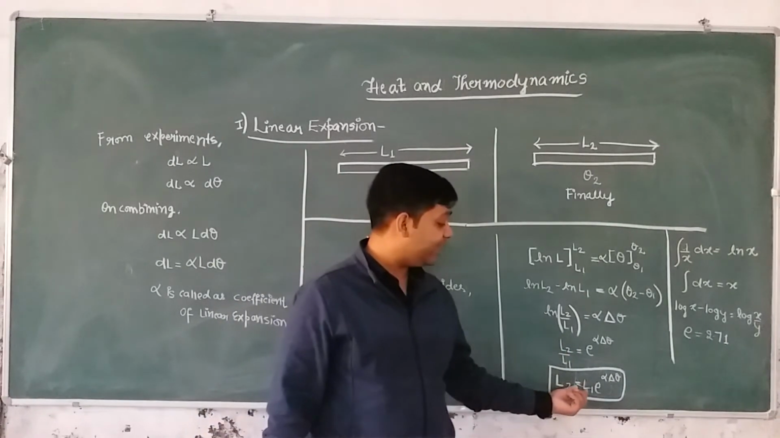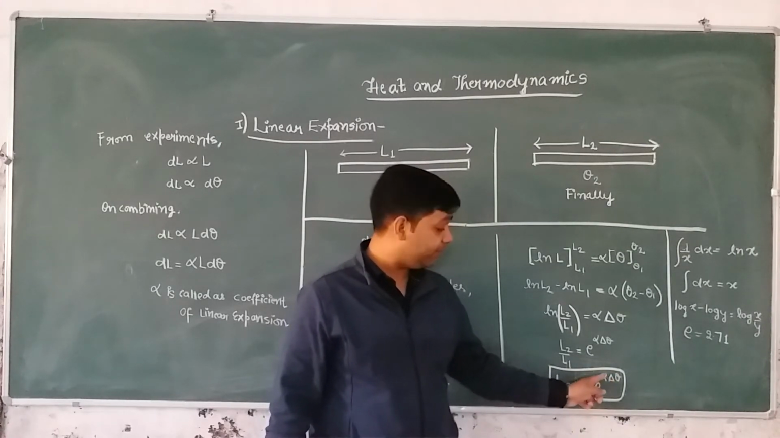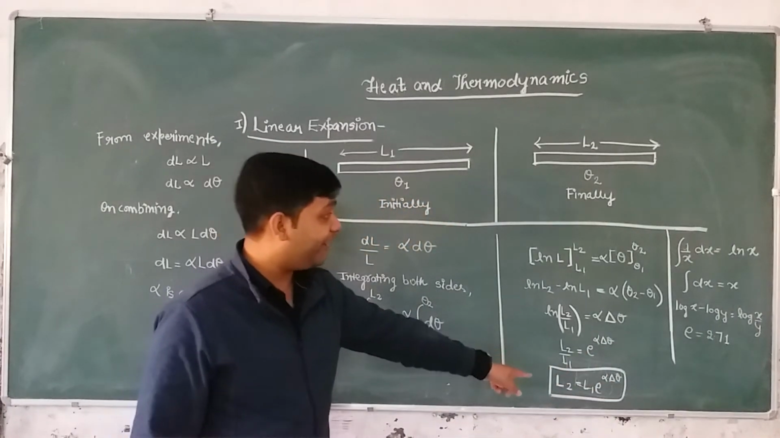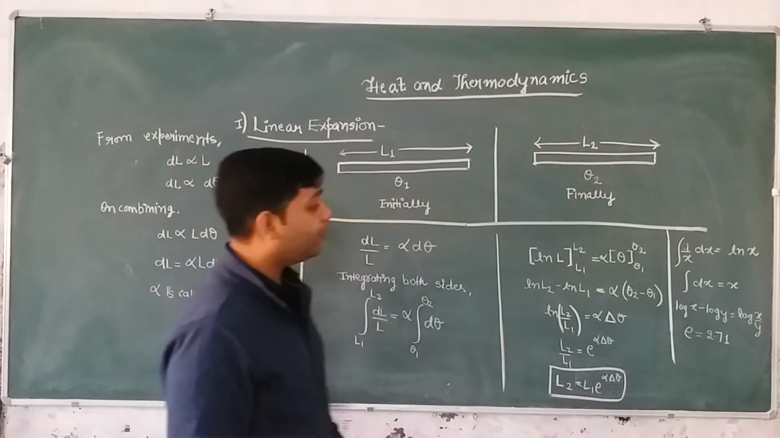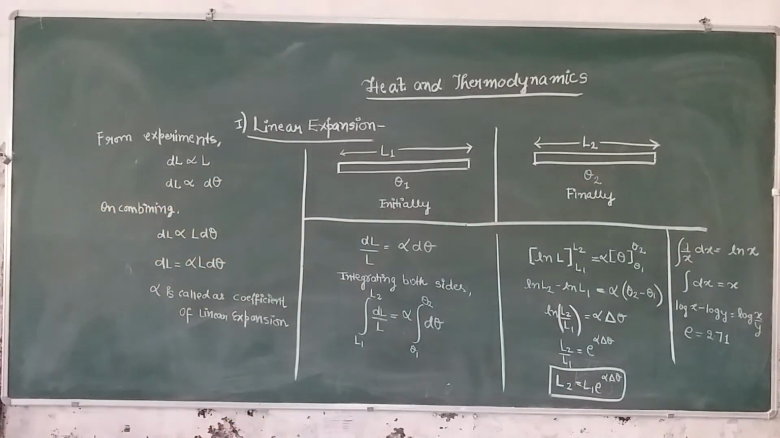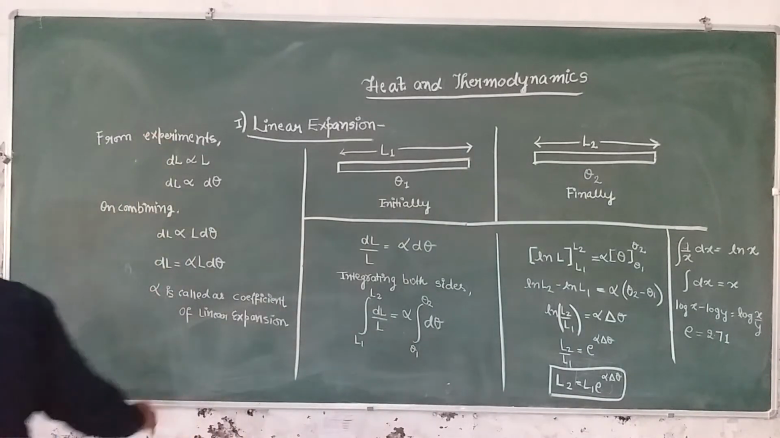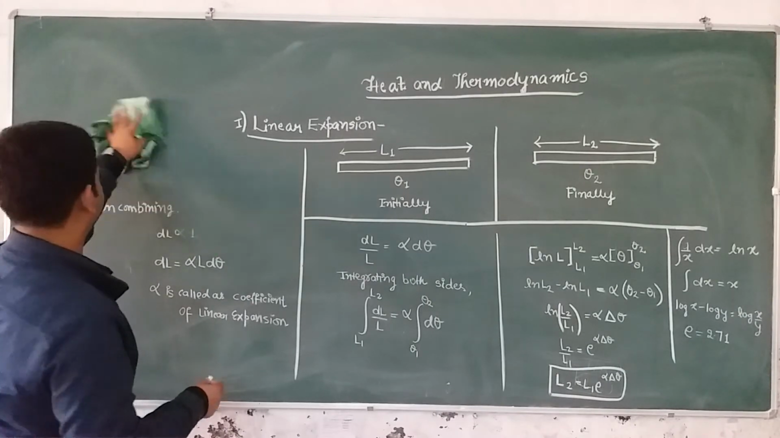If the initial length was L1 and the coefficient of linear expansion is alpha, delta theta is the increase in temperature, then L1 e to the power alpha delta theta will give you the value of L2, which is the final length of the rod, right? So please copy till here and then we shall move forward. I hope everyone has noted this down. So now I am going to erase this part so that we have more space to take our derivation forward.